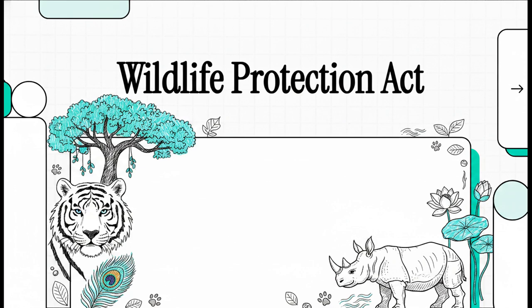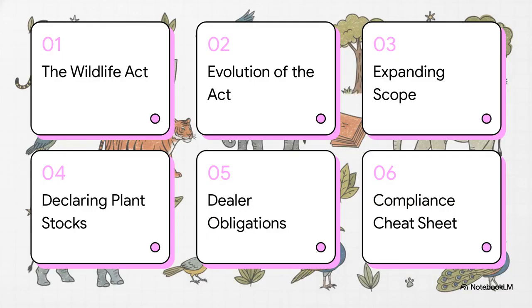Okay, let's dive into this. Here's our roadmap for today. We'll start with the Wildlife Protection Act itself, then look at the evolution of the Act. After that, we'll cover its expanding scope under the 1995 rules, how to declare plant stocks, dealer reporting obligations, and finally, a handy compliance cheat sheet.